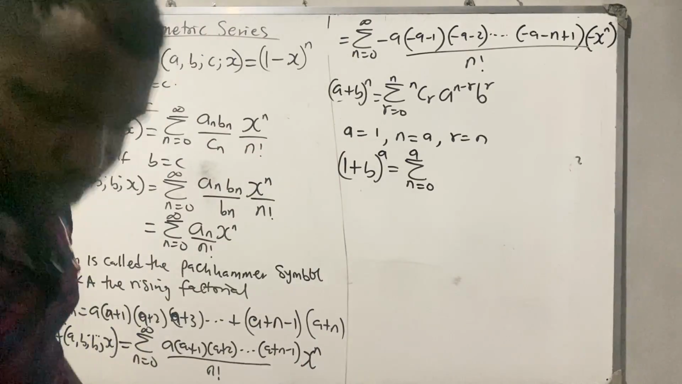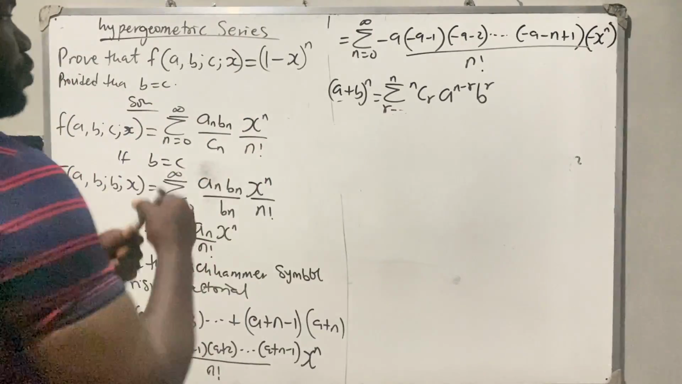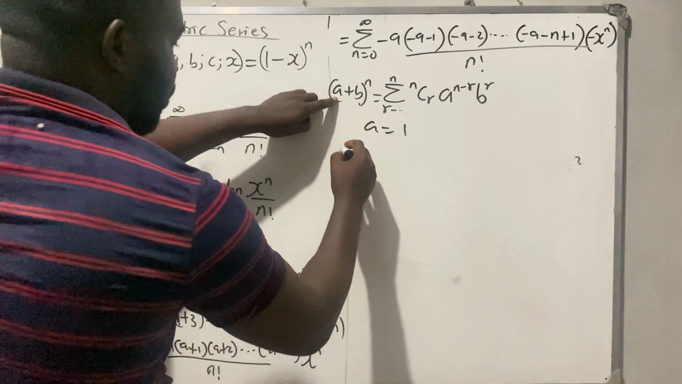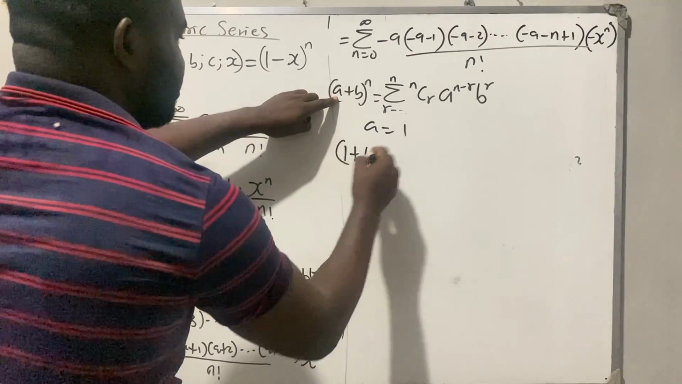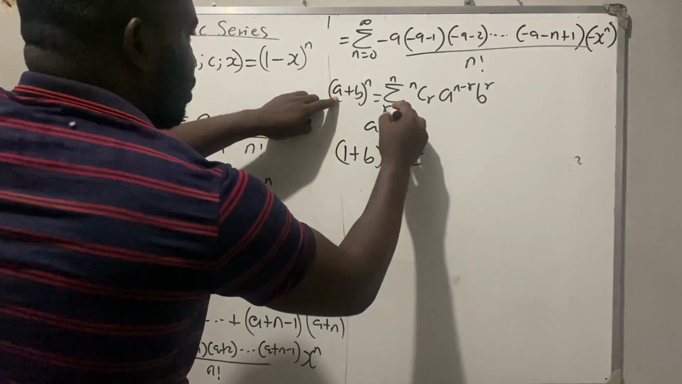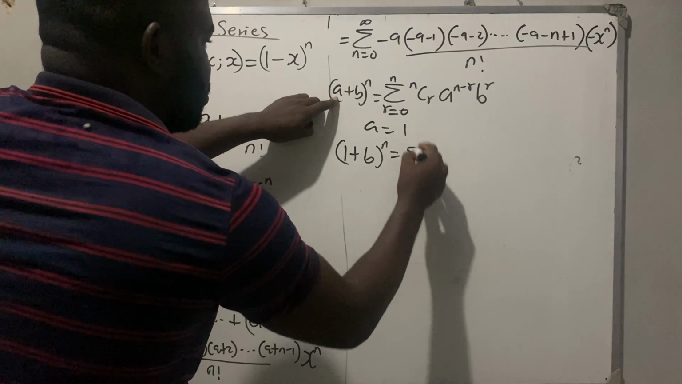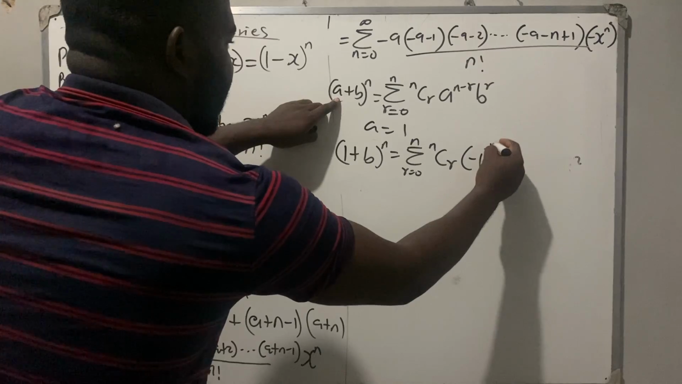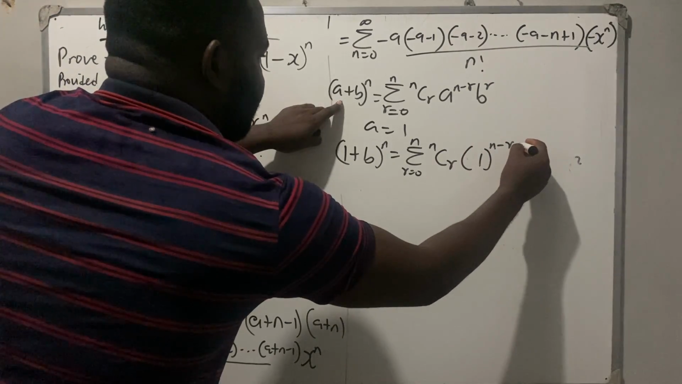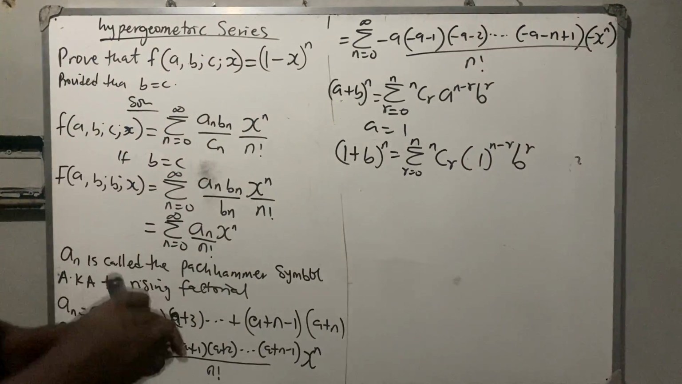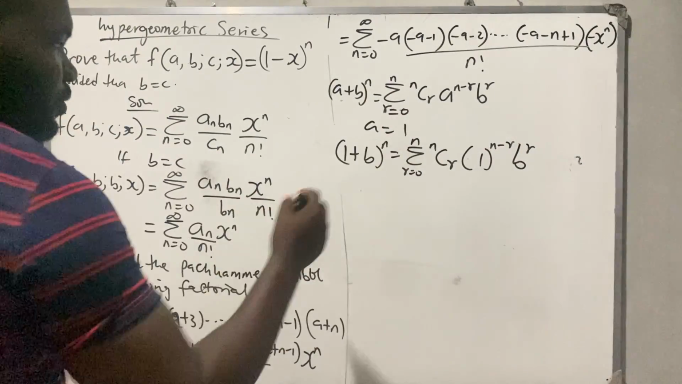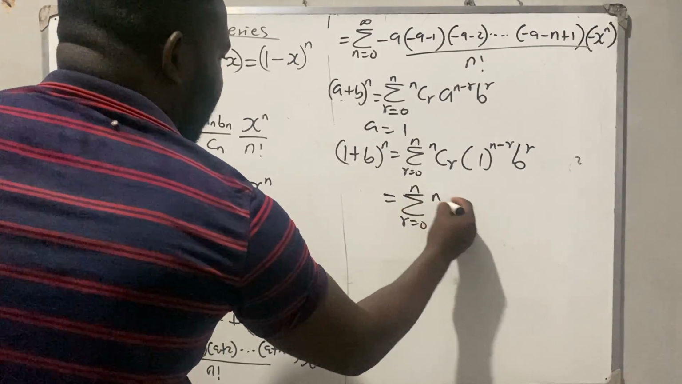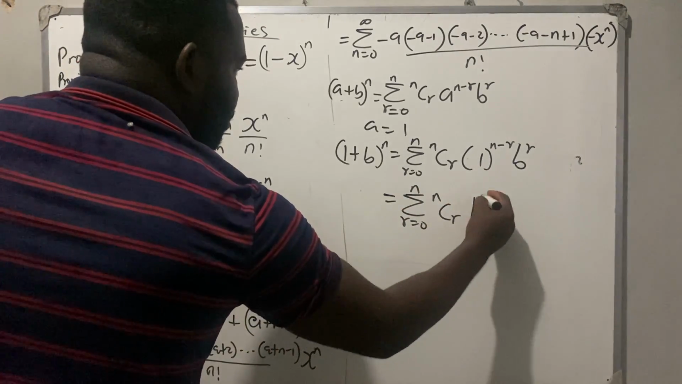But if you don't want it that way, we can decide to just put a equal to 1. I just want you to see something when a is equal to 1. If a is equal to 1, I'm going to have (1 + b) raised to power n is equal to the summation of r starting from 0 to n of n combination r, 1 raised to power n minus r, then b raised to power r. And you know that 1 raised to power anything is still 1, so that one is gone. So we are left with the summation of r from 0 to n of n combination r, b raised to power r.